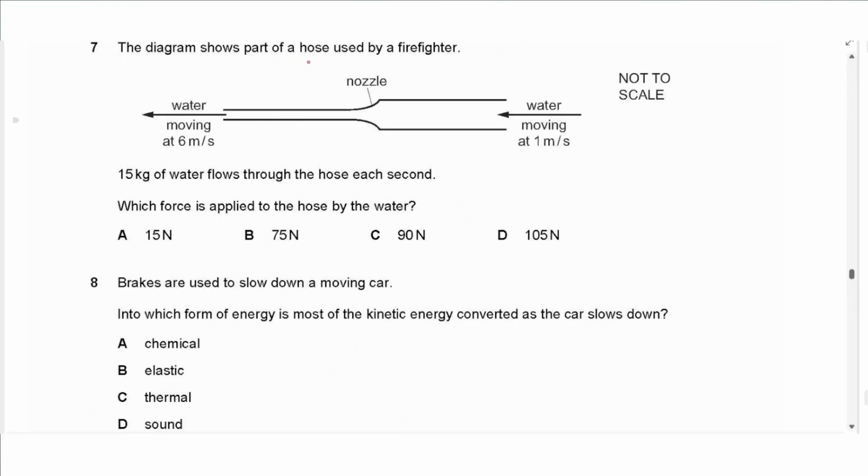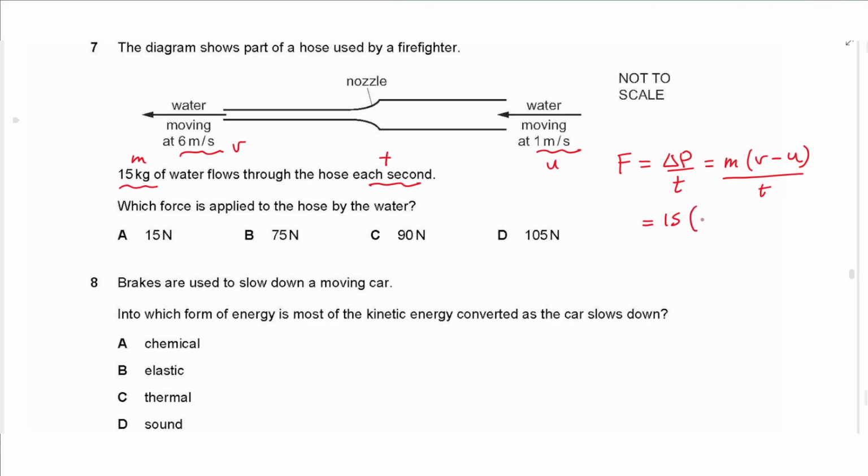Question 7 says, the diagram shows part of a hose used by a firefighter. 15 kilograms of water flows through the hose each second. So we have time and we have mass. Which force is applied to the hose by the water? So we have the input speed is 1 meter per second and the output speed is 6 meters per second. So we have initial velocity and we have final velocity. We can use the equation force equals the rate of change of momentum, or equal to mass times change in velocity over time. So we have the mass 15, then we multiply by 6 minus 1 divided by 1 second. That gives an answer of 75 newtons, which gives B as an answer.